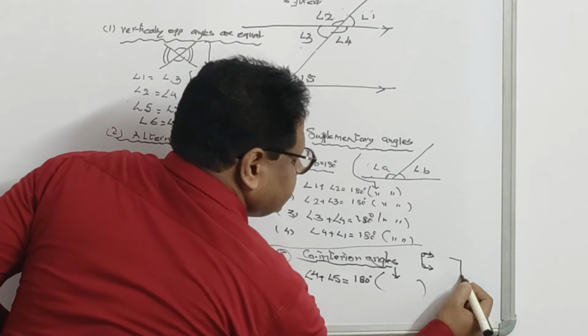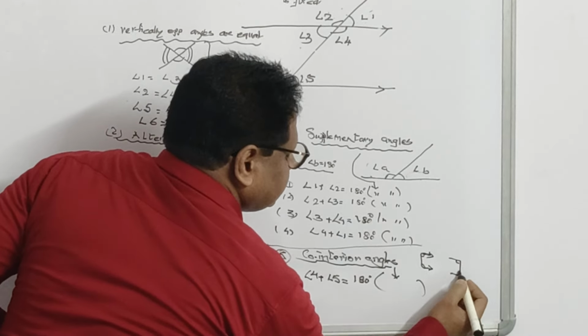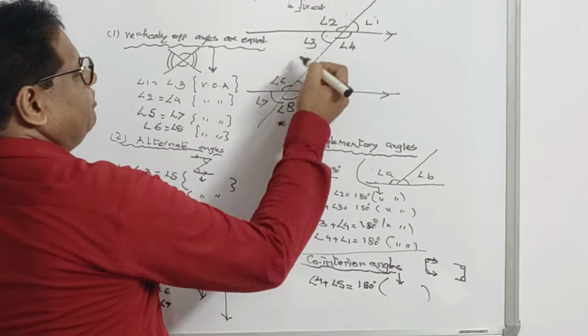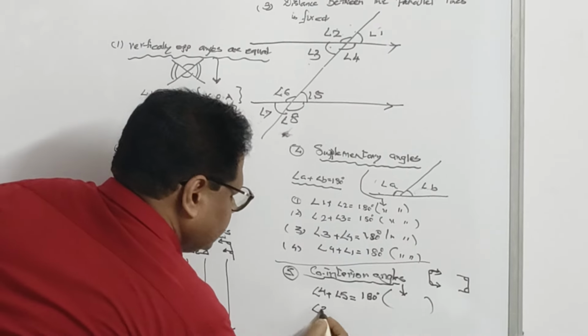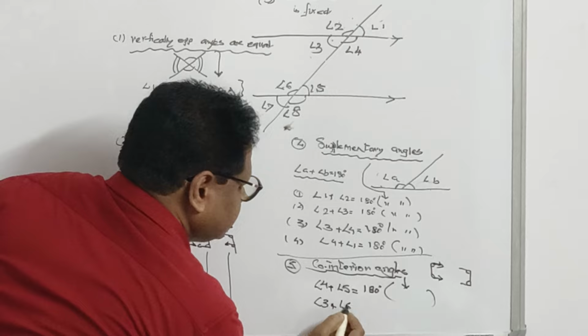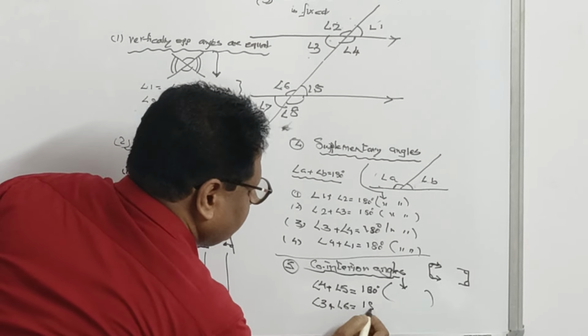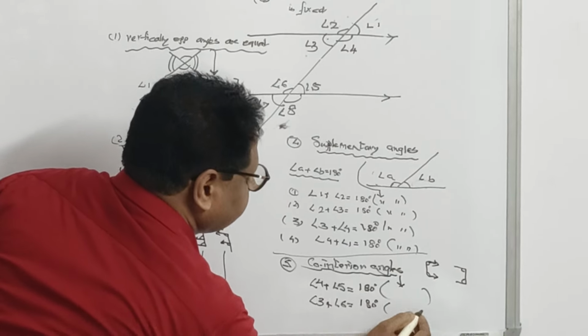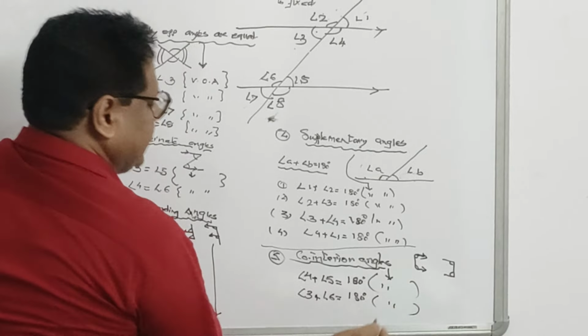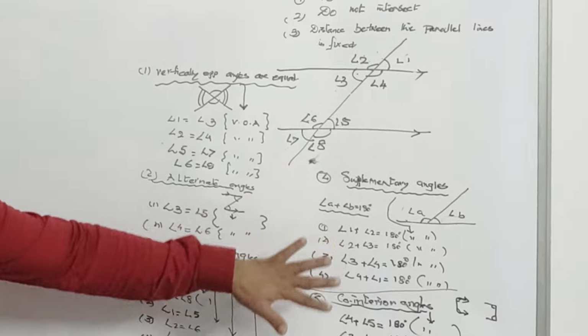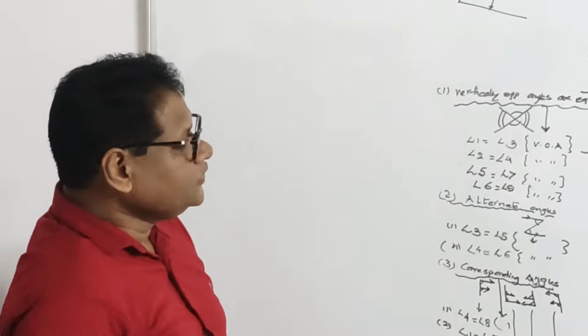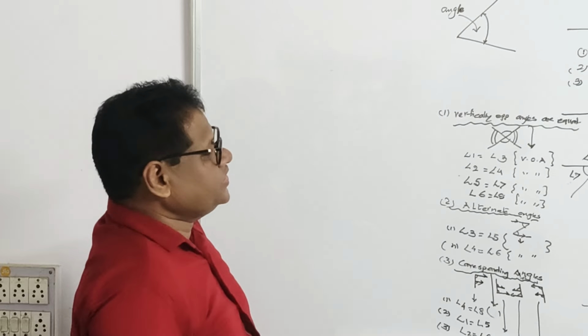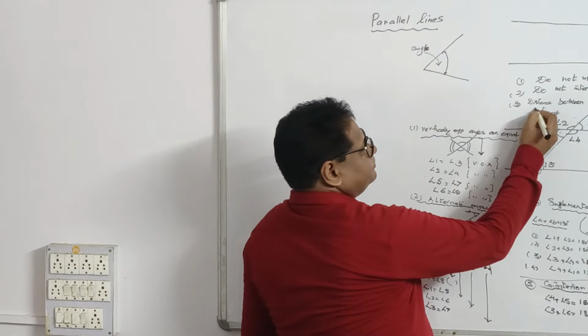Similarly, we can represent the second pair, that is angle 3 plus angle 6. Angle 3 plus angle 6 equals 180 degrees. The same reason as above. So this is all about parallel lines. Now let's discuss some questions based on this.